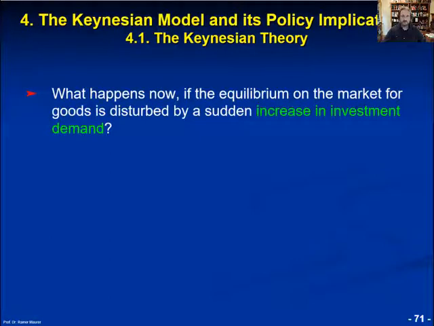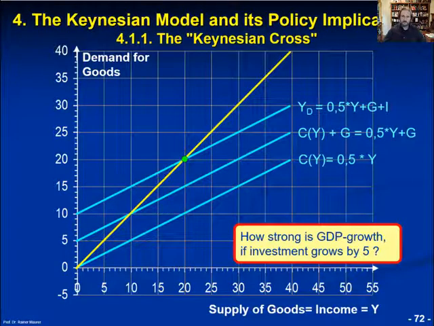In this lesson we will investigate a change of the demand for investment goods under the assumptions of the Keynesian cross. What happens if the equilibrium on the market for goods is disturbed by a sudden increase in investment demand? Investment demand might, for example, suddenly grow if private firms expect an increase of future investment returns.